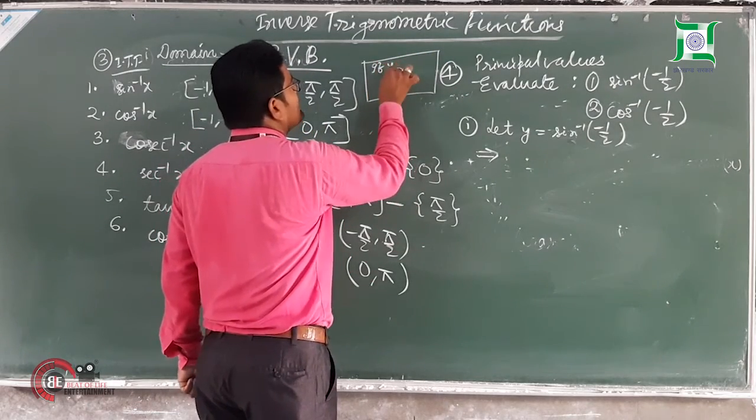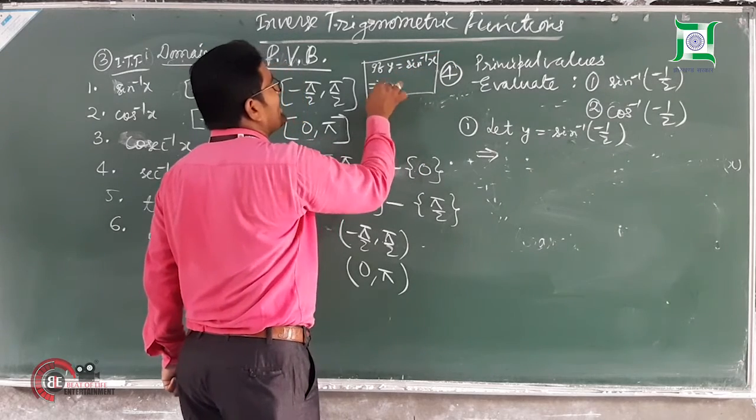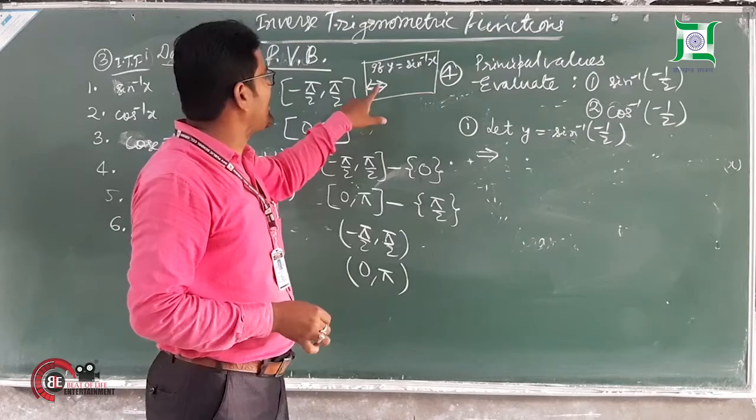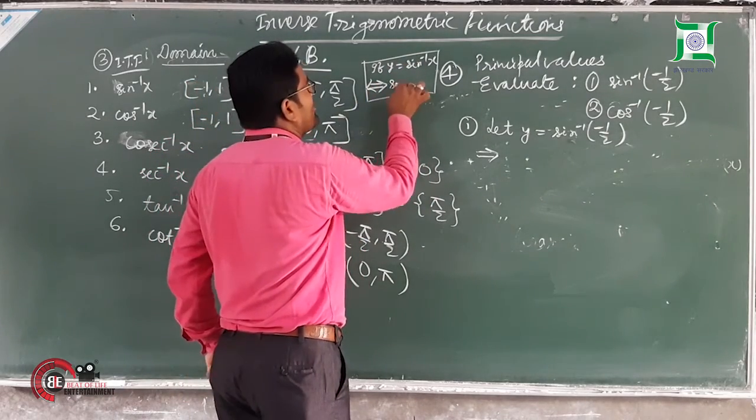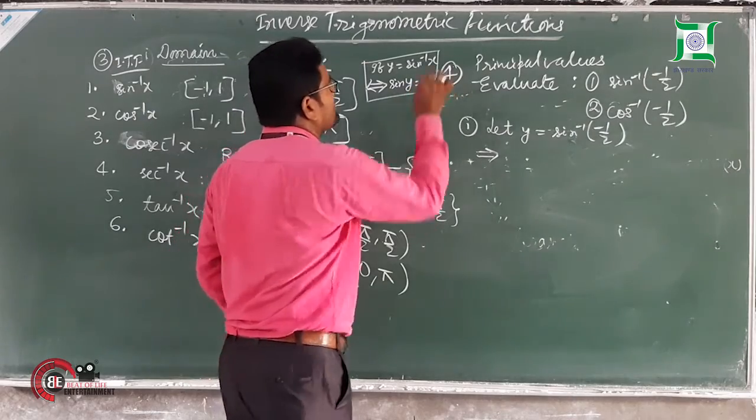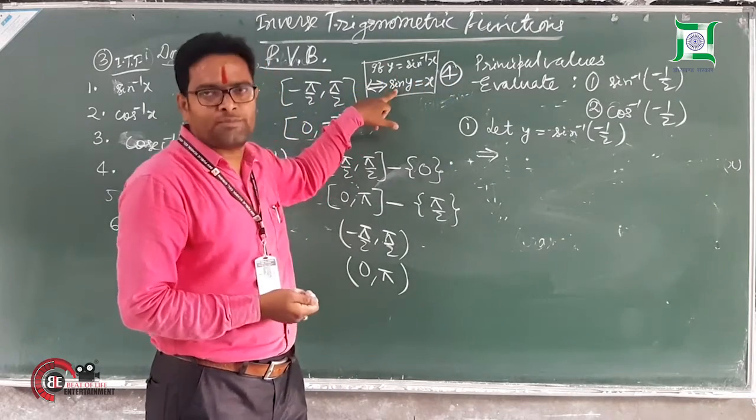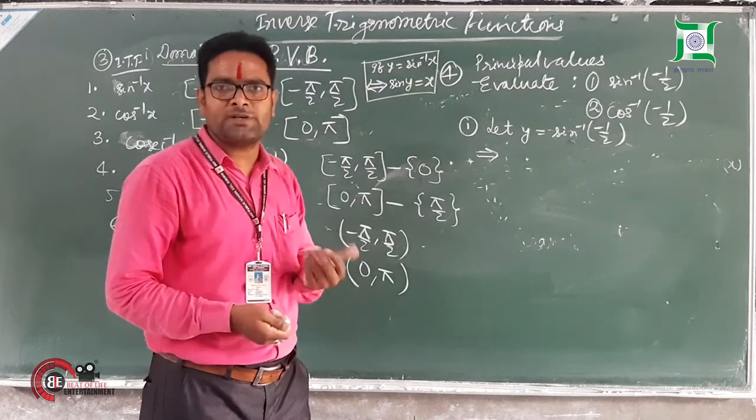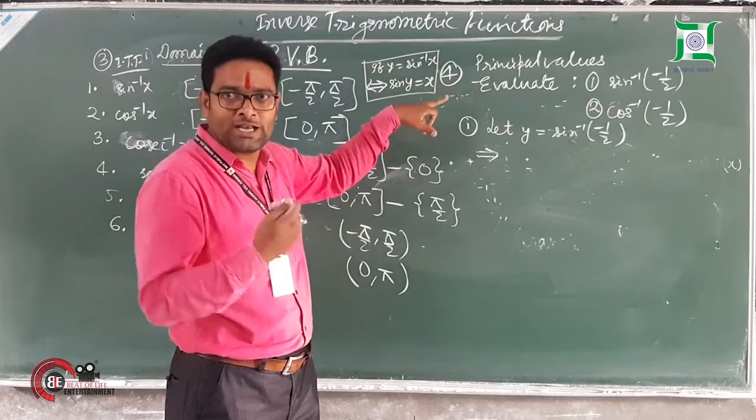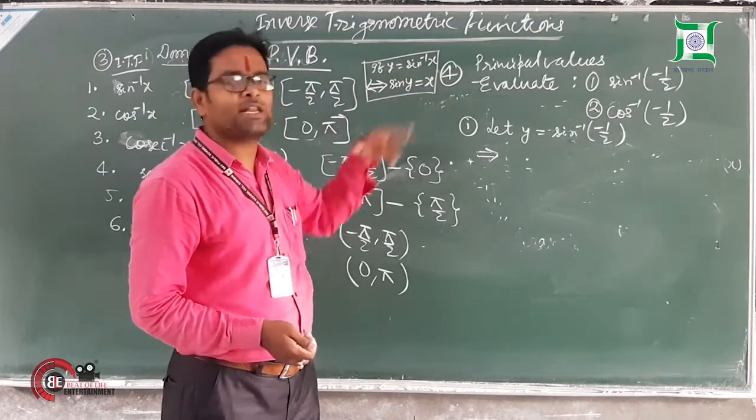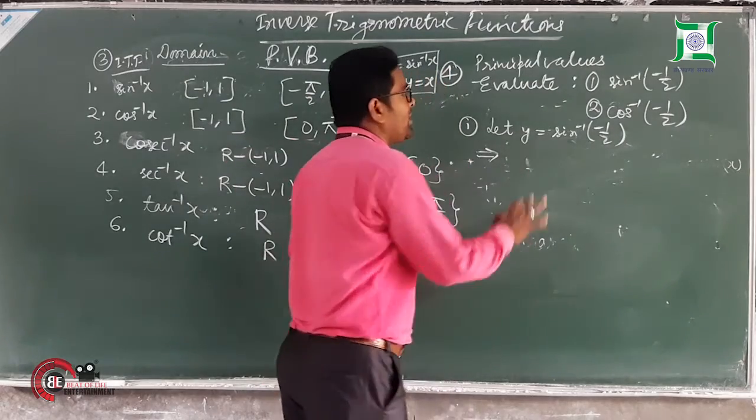If y is equal to sine inverse x, then you can write, at any time, I will use this sign. This sign means implies and is implied by. It will be sine y is equal to x. That means we can interchange both of them. Means y is equal to sin inverse x, we can write it as sin y is equal to x, or if sin y is equal to x, we can write it as y is equal to sin inverse x. Means they are interchangeable. So how to solve this?